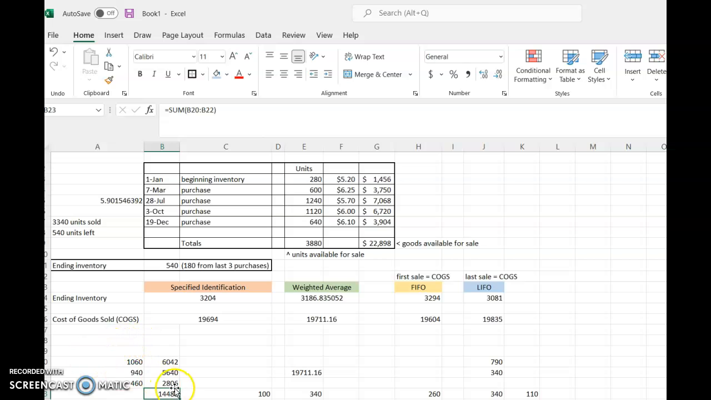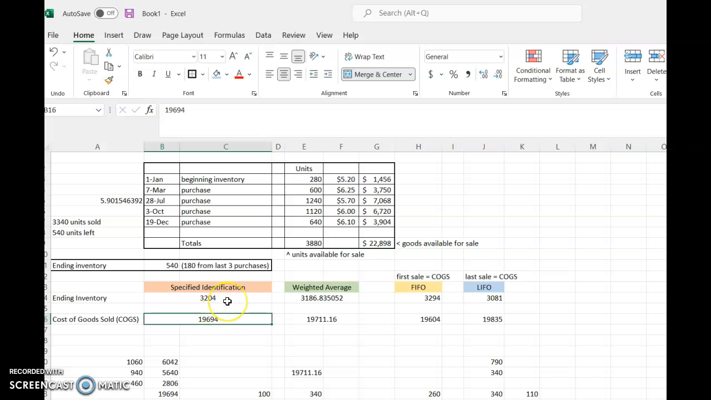So I'm going to do that, and then we're going to add the 1456, and we're going to add the 3750, and we're going to get the 196.94 number, which you can see there. So we've got that cost of goods sold.